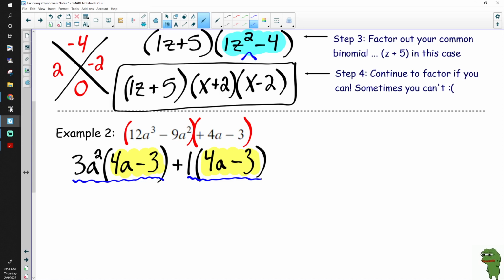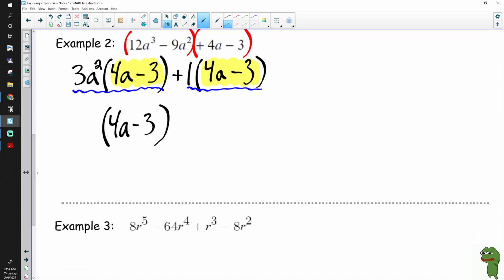Both of those terms have a 4a minus 3 in common, so we're going to factor it out and put it out front. So out front we have 4a minus 3, and what was left is 3a squared plus 1.